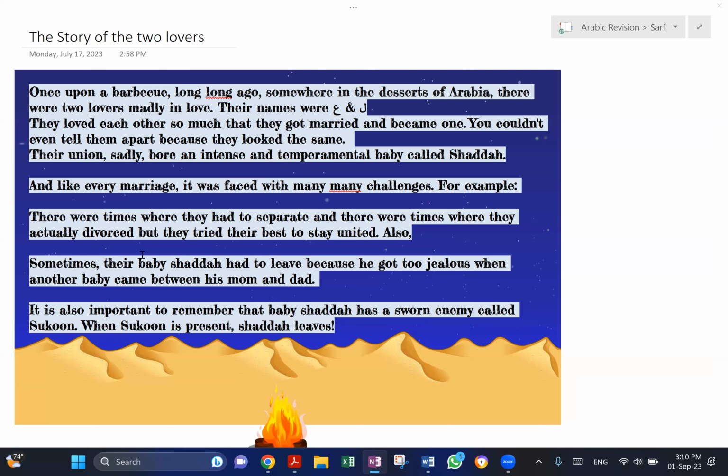And also, they had their own challenges. For example, there were times where they separated a bit, and then there were times actually they got divorced. Oh, the D word. But that happened. But because they loved each other so much, they tried to make it work. And sometimes Shadda would throw tantrums here and there and just walk away, especially because Shadda is a very jealous kind of baby. So if there's another baby in the picture, like a baby called Sukun comes into the picture, Shadda walks away. Or if one of the parents, the Lam or the Ain, is hanging out with Alif, Shadda gets jealous and just walks away. That's what you need to know about this baby Shadda. Very temperamental. Yeah, weird baby.